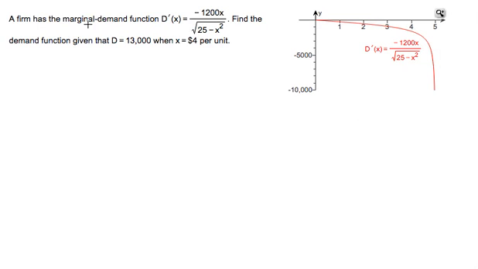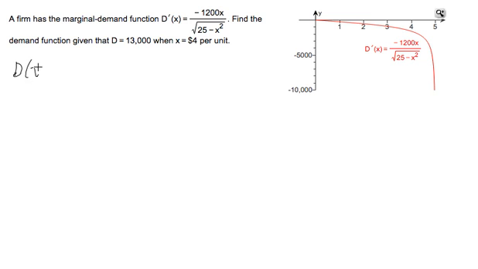So in this problem, we are given the marginal demand function d prime of x, and we want to find the regular demand function given that d is 13,000 when x is 4. Okay, so this is a graph of the marginal demand function, but that graph really doesn't matter. What we're going to do is integrate the derivative of d to find d.